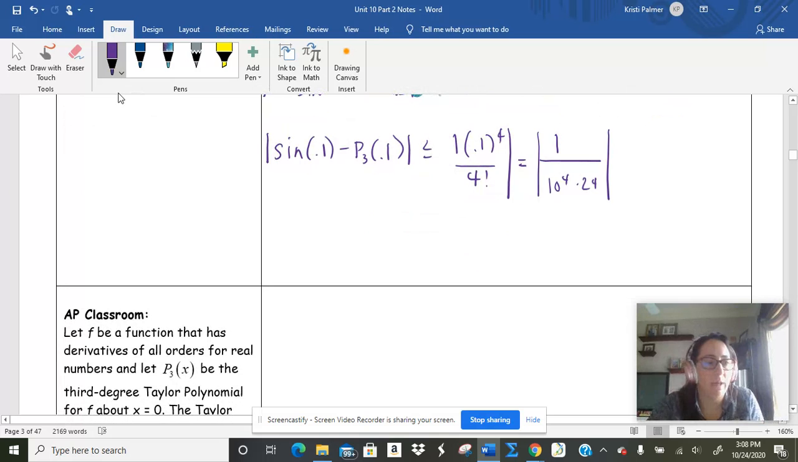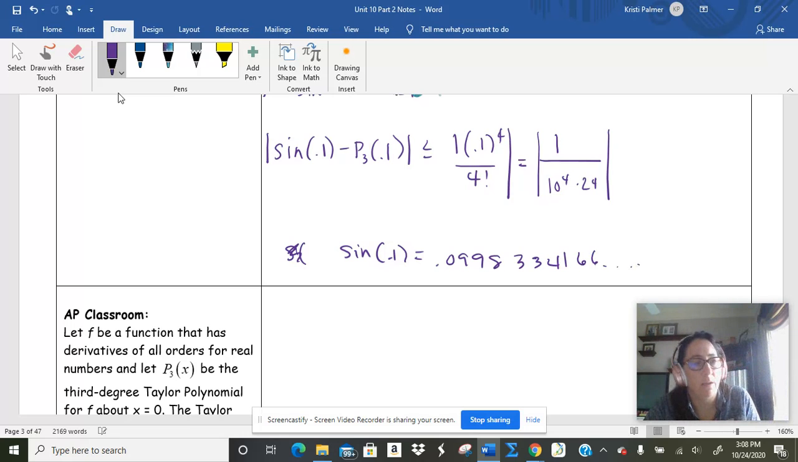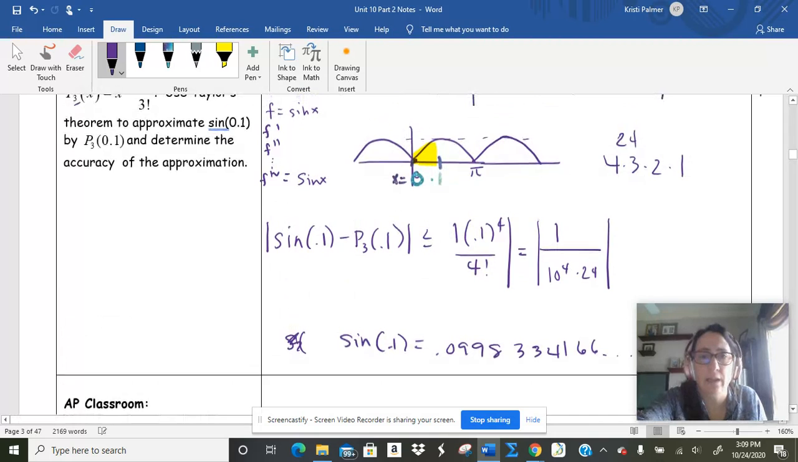If I went and put that into my calculator, I'm going to see that sine of 0.1 is 0.099. Let's see, I did it 8, 3, 3, 4, 1, 6. Okay, and it keeps going. And so if I looked and plugged this in up above and looked at the difference, here I don't think I did it, did I? So let's go plug that in to the third degree as well.